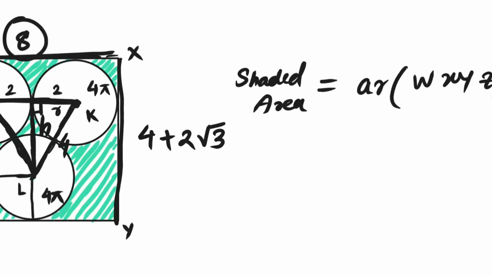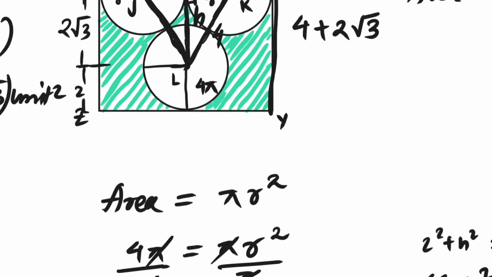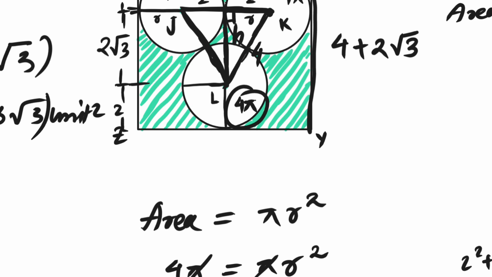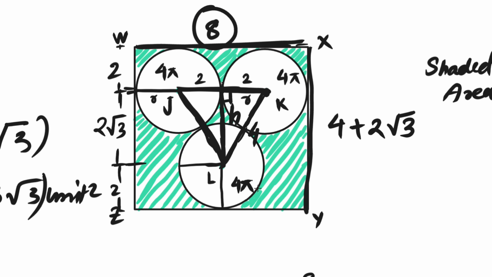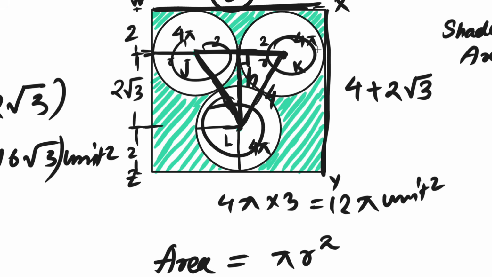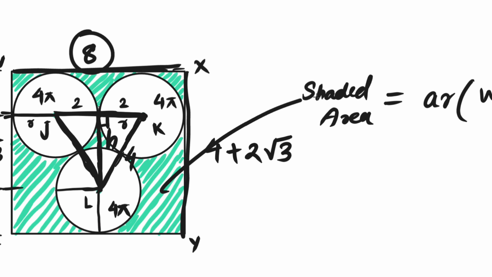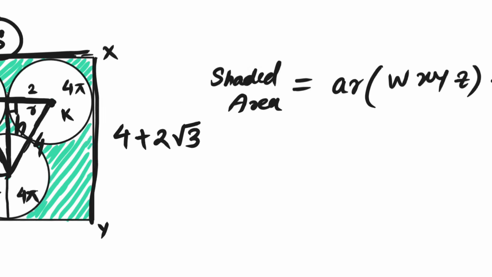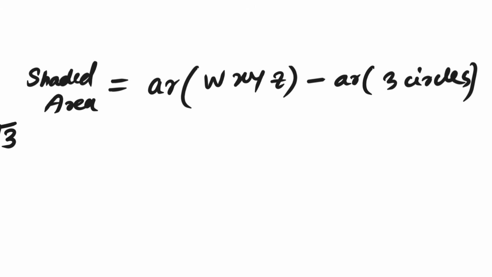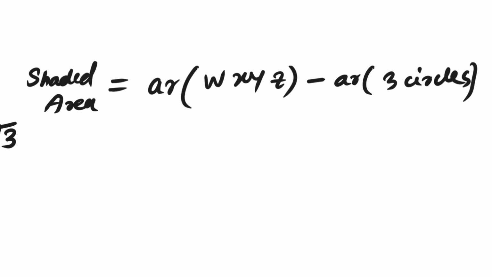Now let's find the total area occupied by the 3 circles. We already know the area of one circle is 4 pi square units. Since there are 3 identical circles, we multiply 4 pi by 3. That gives 12 pi square units for the combined area of all 3 circles. Now, we are finally ready to calculate the shaded region. Remember our original observation. Shaded area equals rectangle area minus the area occupied by all 3 circles.